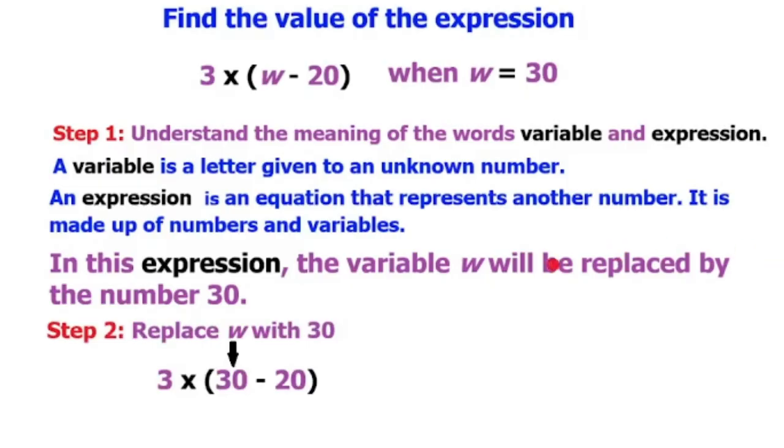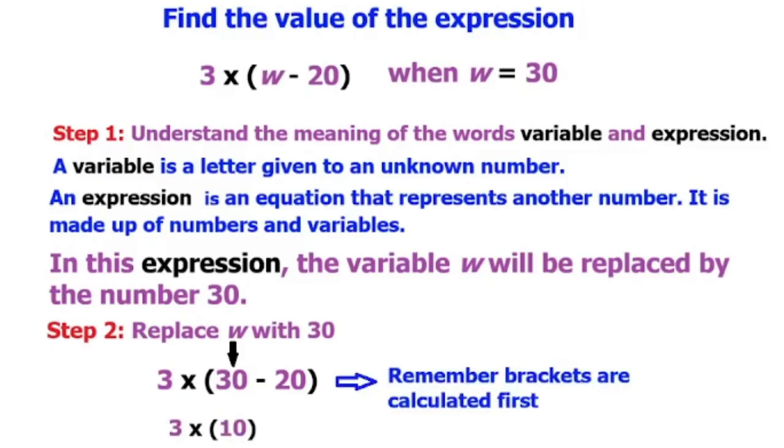So the next step is we replace w with 30. So this is where w was, and we're putting 30 in because that's what it's telling us to do. So now we just evaluate this expression, which means we calculate it. So remember that brackets are calculated first. 30 minus 20 is 10. Now we multiply 3 times 10. 3 times 10 is 30.